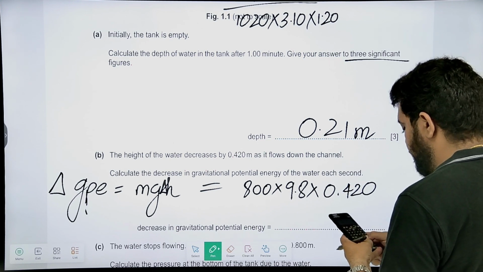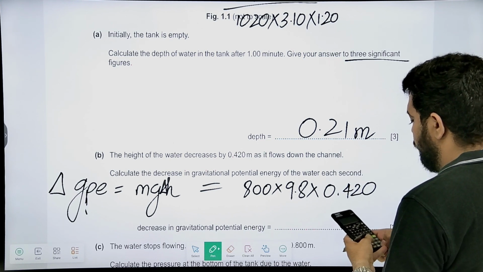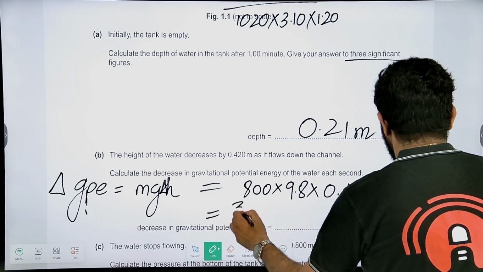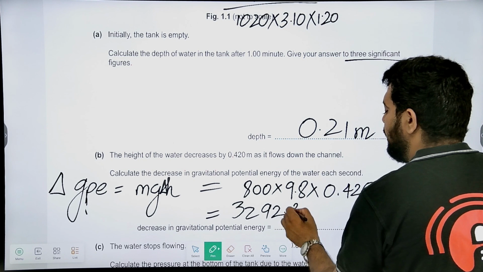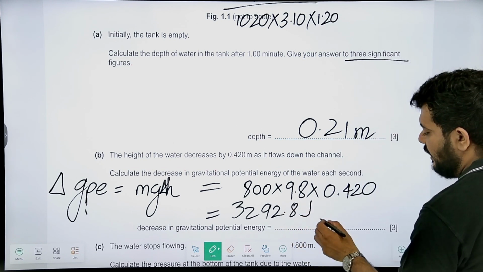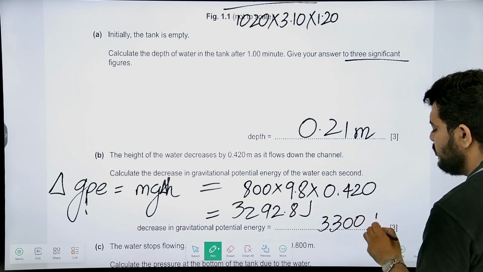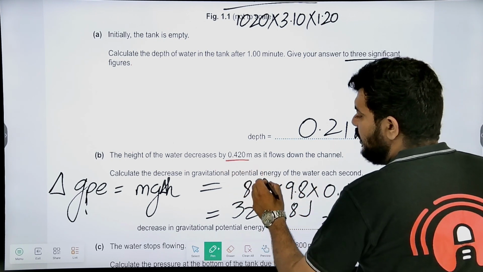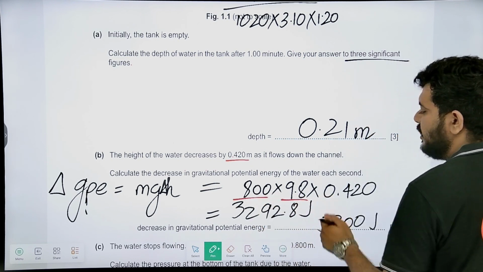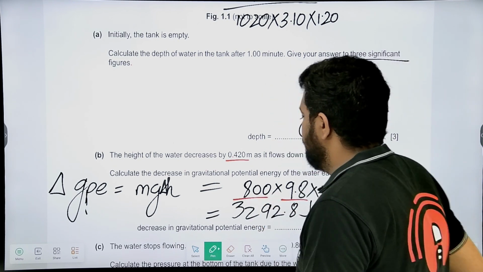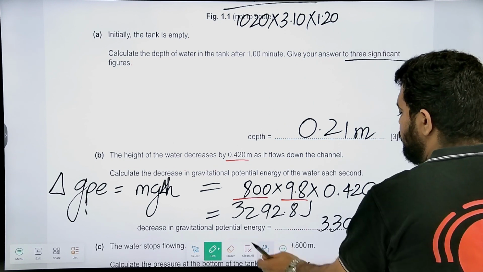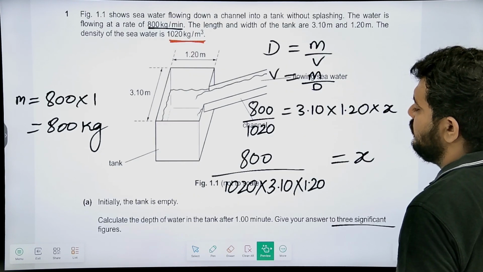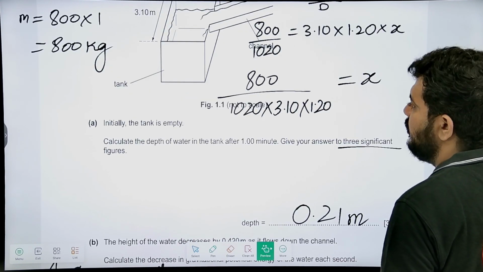So we have 800 into 9.8, 0.420. We find that this is equal to 3292.8 joules, right? Can I write this as 3300 joules? I should write this as 3300 joules because most of the things given to me are given as two significant figures, right? Two or one significant figure also exists, but two is okay, right? Okay, then what do we have?